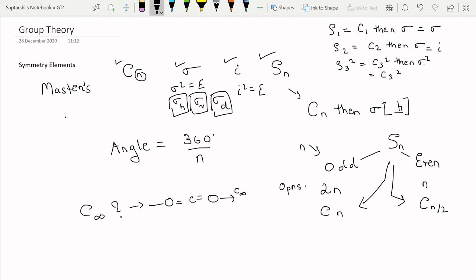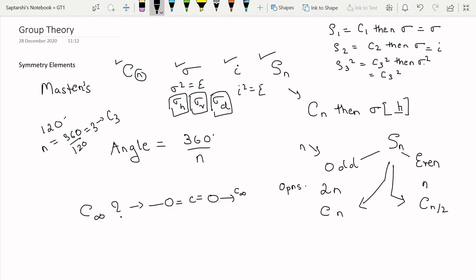So what is n over here? Suppose there's a 120-degree rotation of the molecule. In that case, n equals 360 by 120, which equals 3, meaning it's a C3 rotation. So n gives us the order.